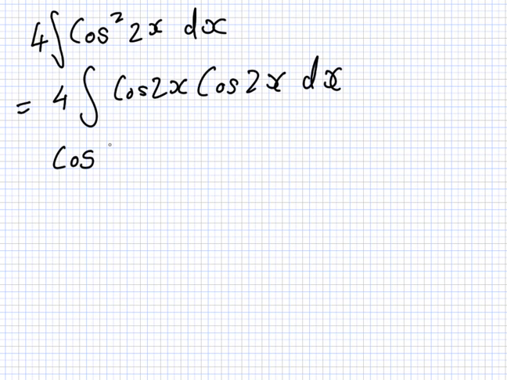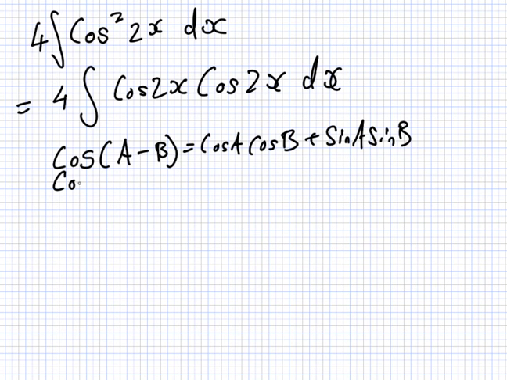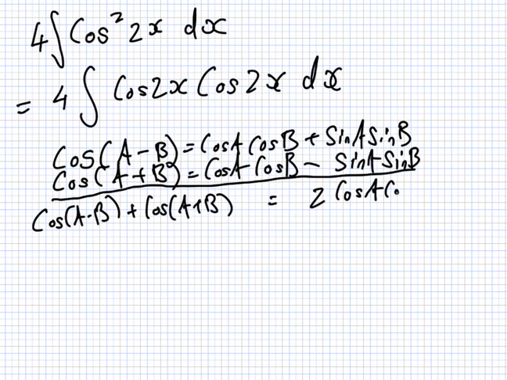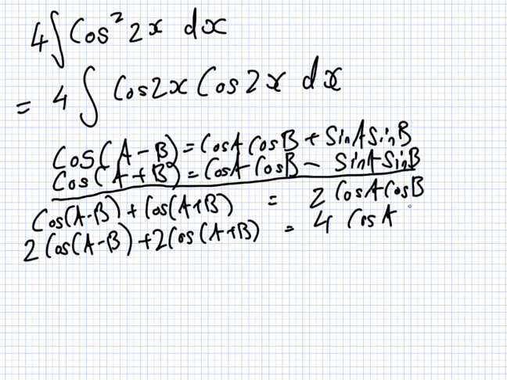Then I need to use my compound angle formula. Cos A minus B is cos A cos B plus sine A sine B, and cos A plus B is cos A cos B minus sine A sine B. If I add these together, I get cos A minus B plus cos A plus B equals 2 cos A cos B. If I multiply both sides by 2, I get 2 cos A minus B plus 2 cos A plus B equals 4 cos A cos B.